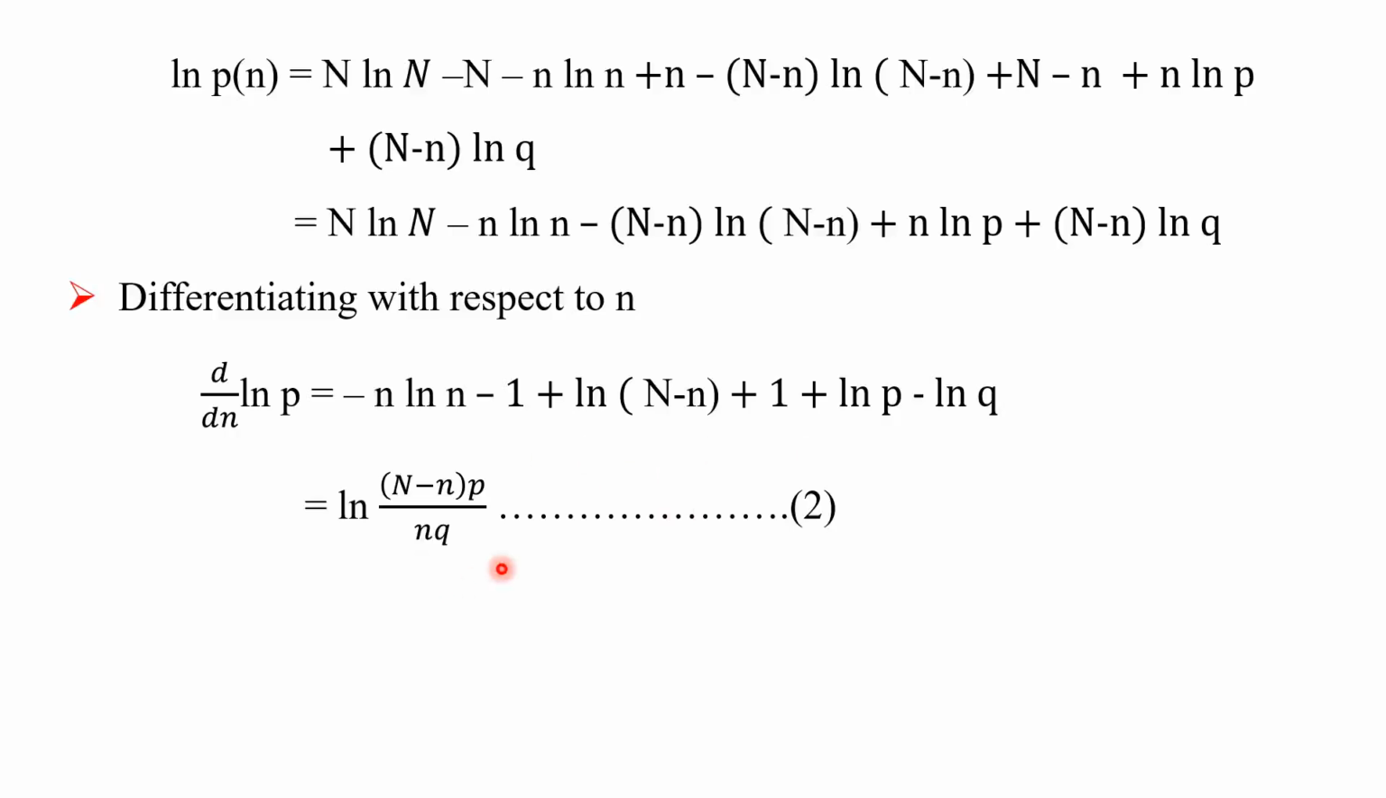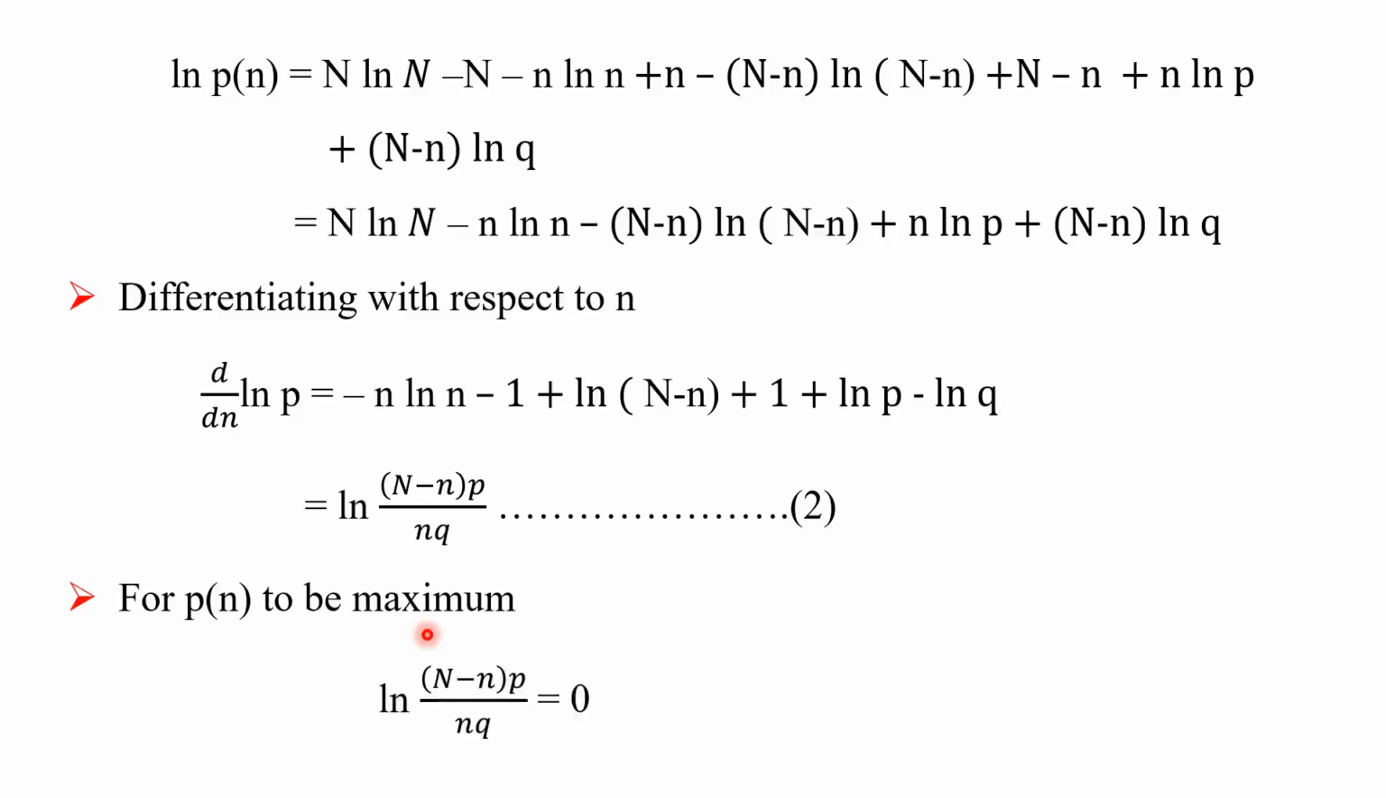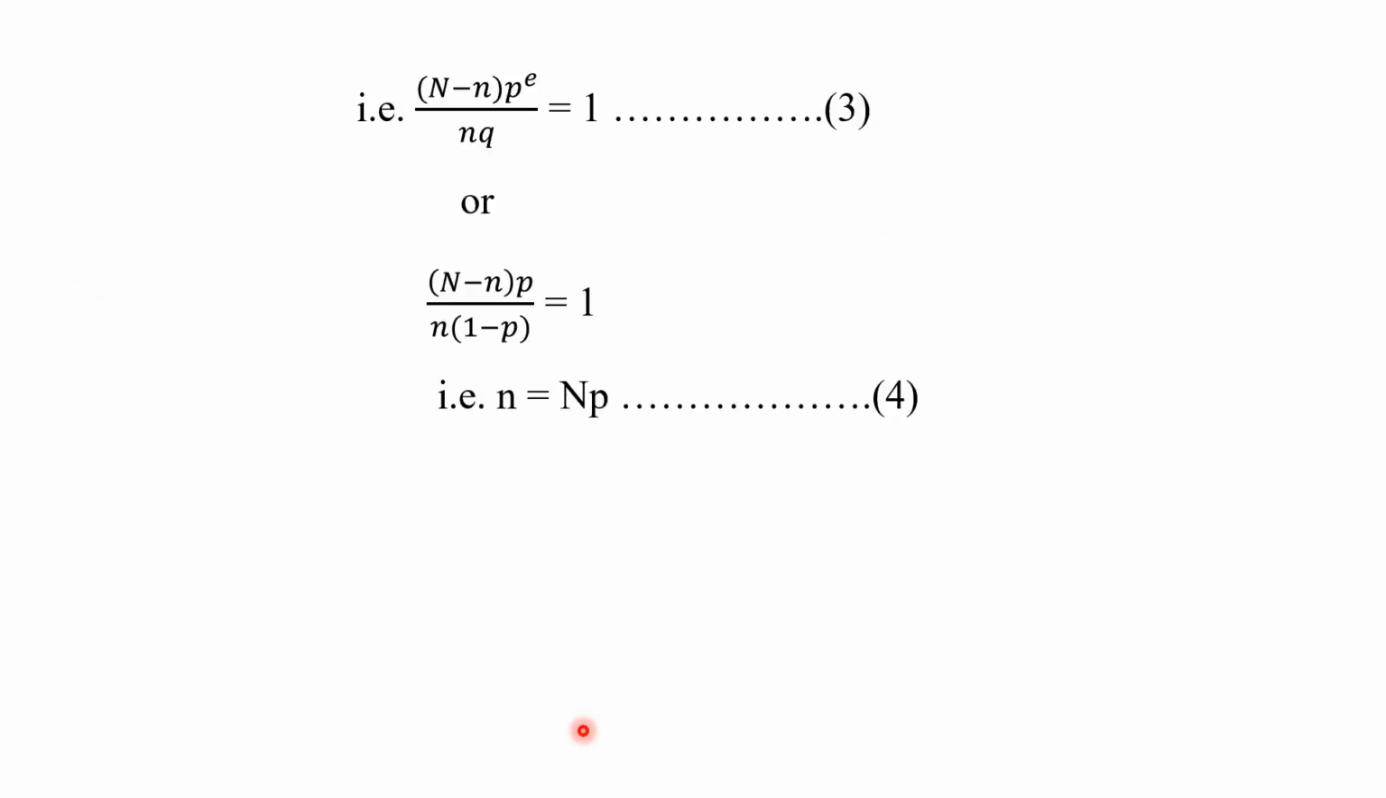Okay, this is the second equation. For Pn to be maximum, the probability of the Pn state is a maximum. That is also written as d ln Pn by dn equal to 0, that is, ln of (N minus n) p upon nq is equal to 0, or (N minus n) p upon nq is equal to 1, or also written as (N minus n) p upon n(1 minus p) is equal to 1. That is also written as n is equal to NP. That is equation number 4.